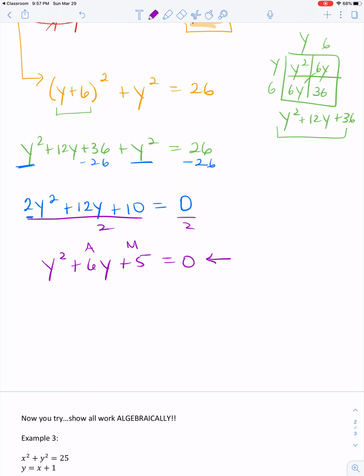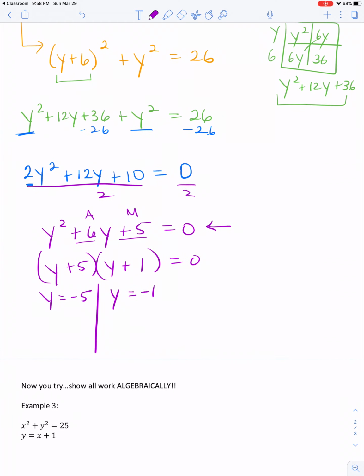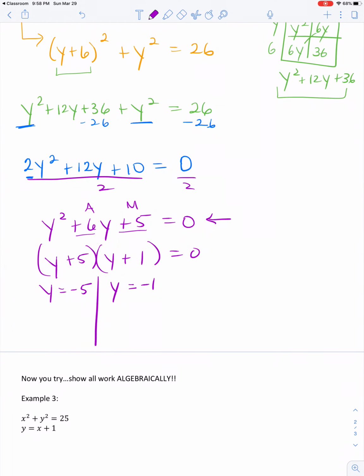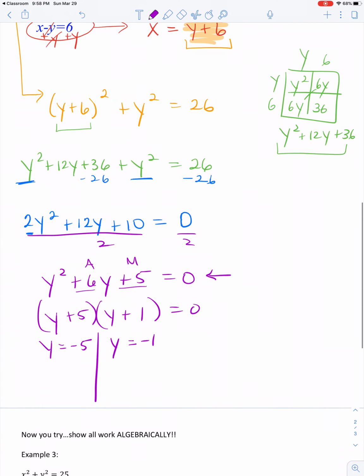So again, you have the option of just getting the zeros by graphing and finding the x-intercepts, or the numbers look similar, but now it's positive 6 and positive 5, so it's going to be plus 5 and plus 1. And if I set these to zero, I'll get that y equals negative 5 and y equals negative 1, which would be where that graph crosses the x-axis if you graphed it.